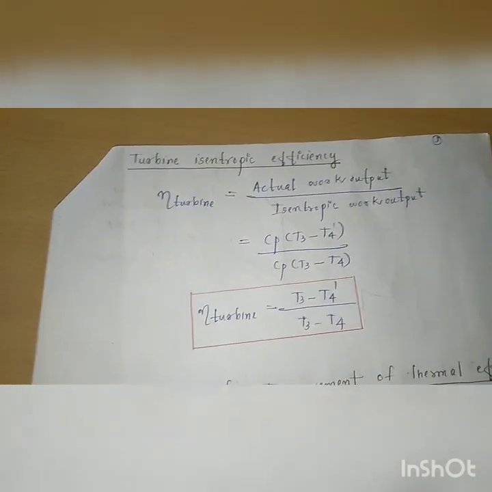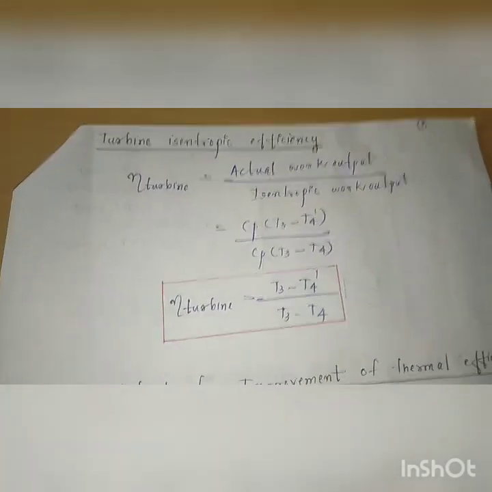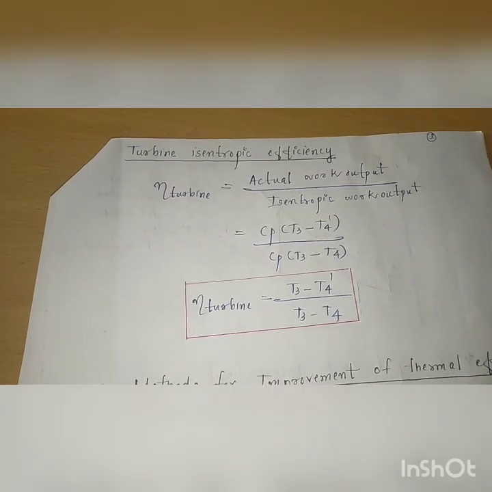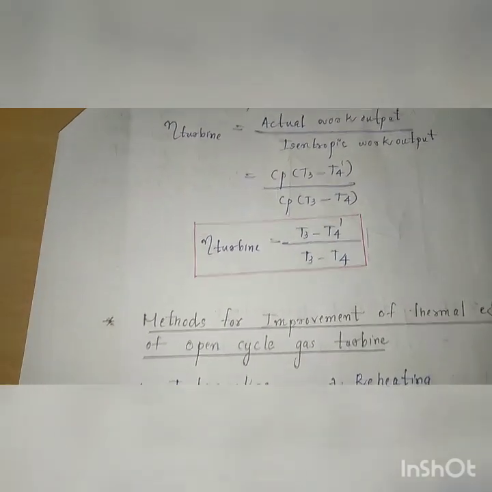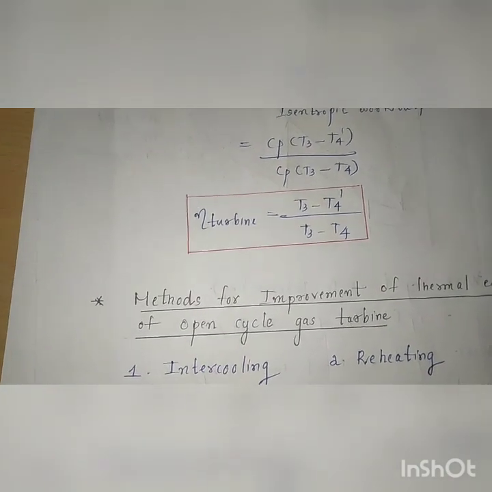That is turbine isentropic efficiency, that is actual work output divided by isentropic work output, Cp into T3 minus T4 dash by Cp into T3 minus T4. Cp can be cancelled, that is turbine efficiency is T3 minus T4 dash by T3 minus T4.